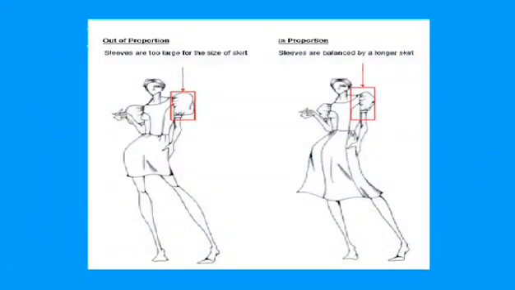As you can see, the photo on the left is out of proportion, where the sleeves are too large for the size of the skirt. And on the right side, the photo shows an in-proportion design, where the sleeves are balanced by a longer skirt. Proportion in fashion design is very important to the eyes. If the design is properly proportioned, the design effect will appear to be harmonious and pleasing.